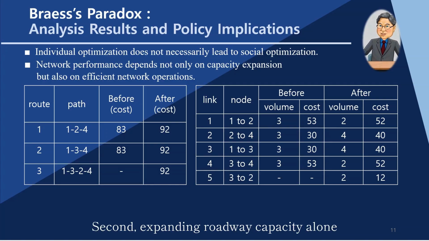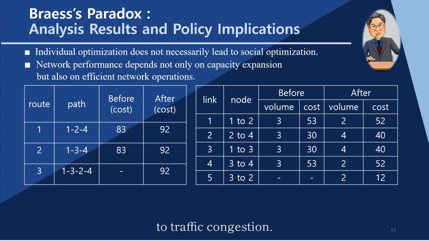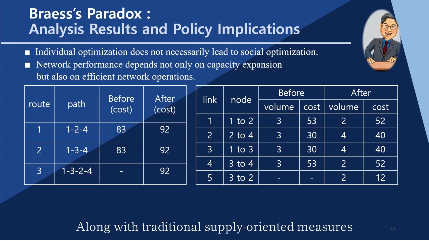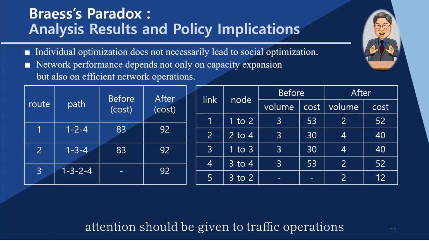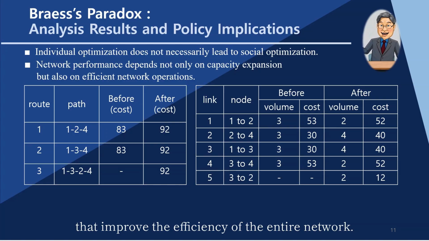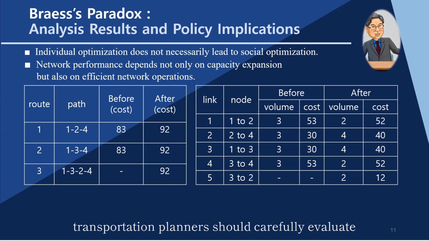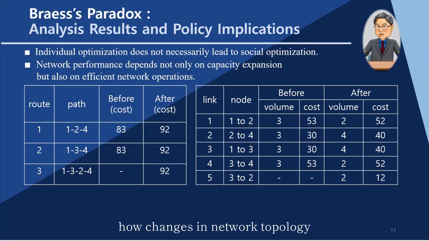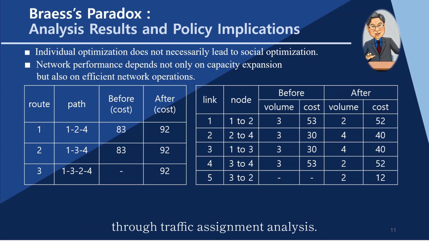Second, expanding roadway capacity alone is not always the most effective solution to traffic congestion. Along with traditional supply-oriented measures such as road construction and lane expansion, attention should be given to traffic operations and demand management strategies that improve the efficiency of the entire network. Therefore, before implementing major transportation infrastructure projects, transportation planners should carefully evaluate how changes in network topology may influence travelers' route choice behavior through traffic assignment analysis.